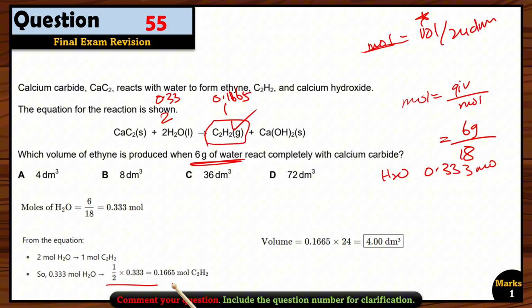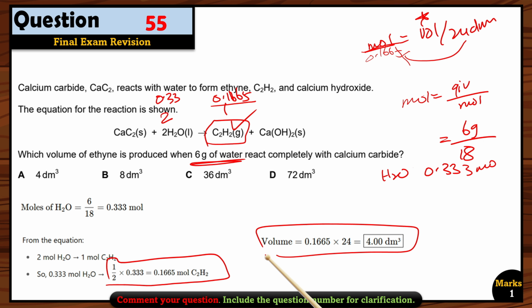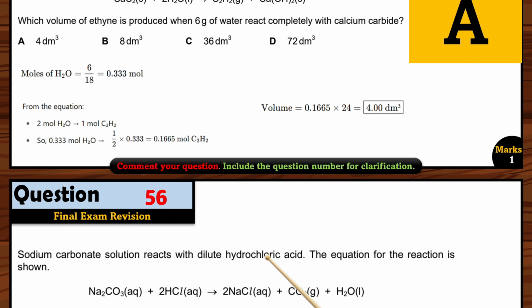0.1665, right? You just have to divide by 2. So this is the mole number you will get. So 0.1665, just multiply this with 24 and you will get your volume. Simple. I hope these questions are clear to you and you can perform well in exams, right?